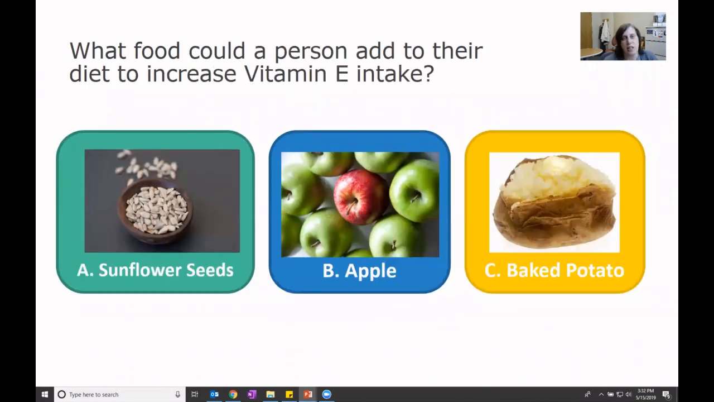This one is just for you to think about with vitamin E food sources. So which one of these could a person add to their diet to increase vitamin E intake? Sunflower seeds, an apple, or a baked potato? And the answer is sunflower seeds. So sometimes I like to add sunflower seeds to my salad, and I know that I'm boosting my vitamin E intake.